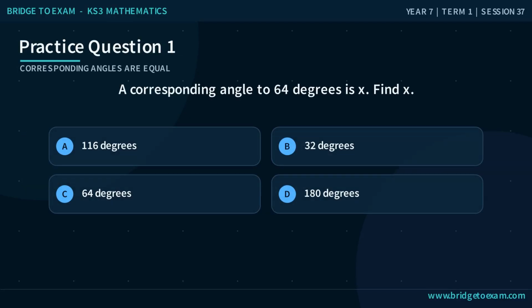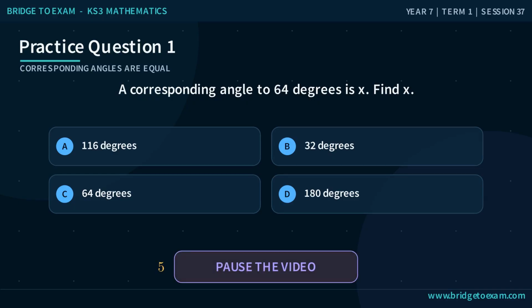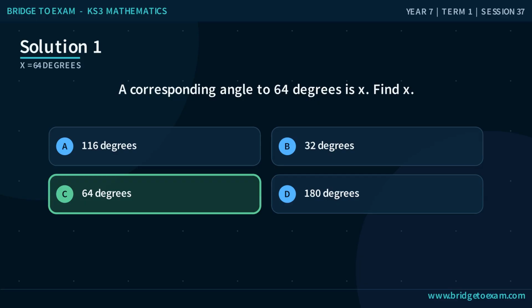Practice question 1. A corresponding angle to 64 degrees is labeled x. Option A is 116. Option B is 32. Option C is 64. Option D is 180. Pause, name the equal angle relationship. Option C is correct. X equals 64 degrees. Corresponding angles between parallel lines are equal.